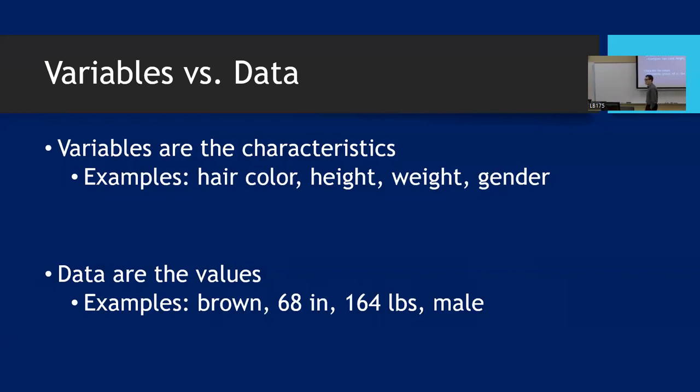So, about hair color, well, some individual out there may have brown hair. So, brown is a piece of data, and hair color is the variable, the characteristic. Everybody understand that? So the characteristics are the variables. The data are the actual values. Height, maybe somebody is 68 inches tall, right? Just for instance.